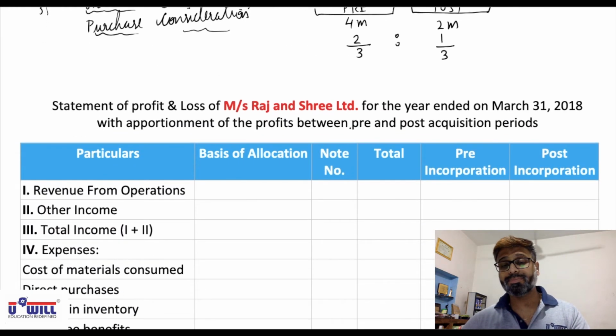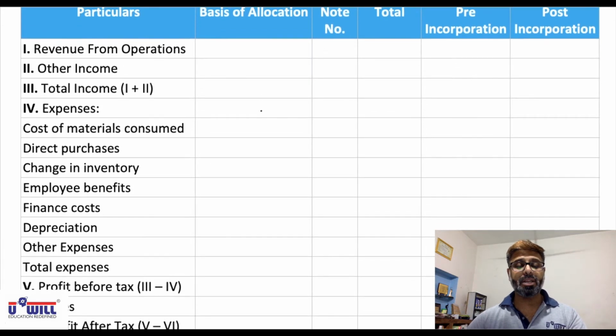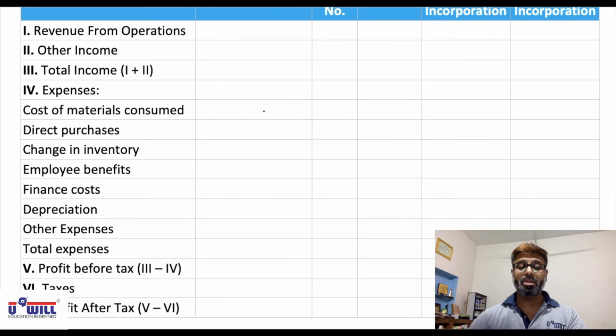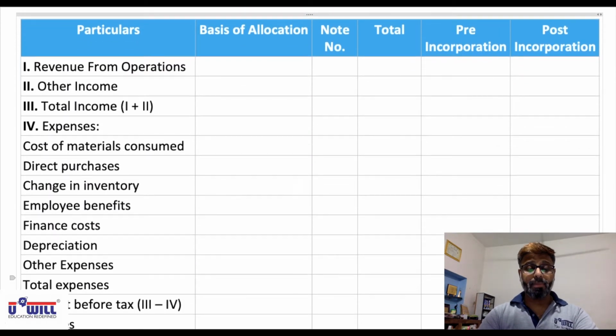Now all of you pause the video and make this format: statement of profit and loss of Messrs. Raj and Shri Limited for the year ended on 31st March 2018 with apportionment of profits between pre and post acquisition periods. You already know the formats and the items to be included in the P&L statement also. So all of you pause the video and make this format on your own entirely. Then we make it with the notes. Yes, all of you should have done the formats by now.